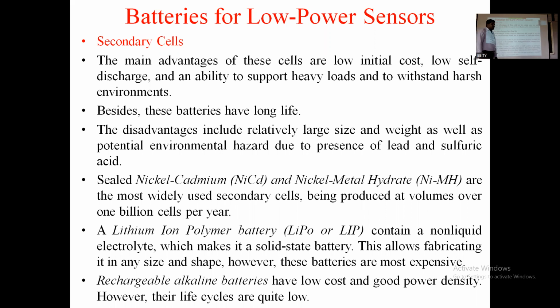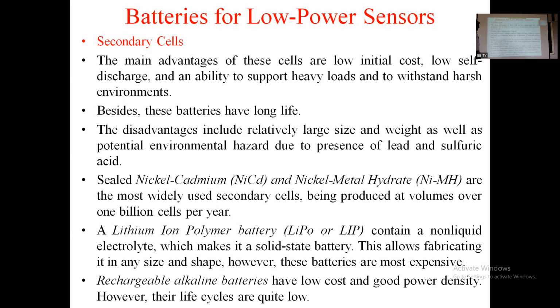However, these types of battery are more expensive. So this type of battery, that is lithium ion polymer, can be fabricated in any shape. कोणत्याही shape मध्ये आपण fabricate करू शकतो. So due to the non-liquid type of electrolyte, we are using a solid type of electrolyte, so its cost is the most expensive.